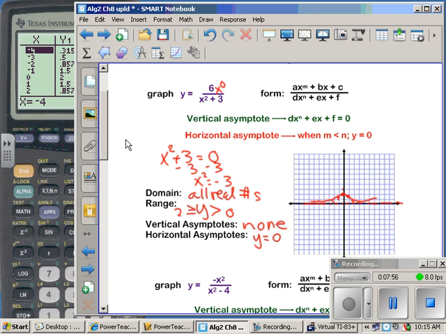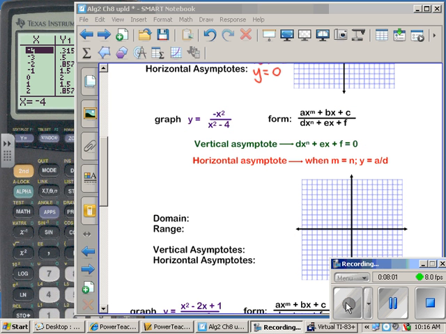Okay, so a little bit trickier. Are we okay with that? Why are there no verticals again? All right, let's move on to where the m and the n equal each other.